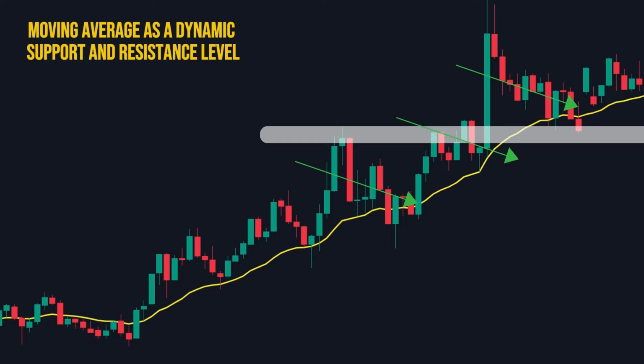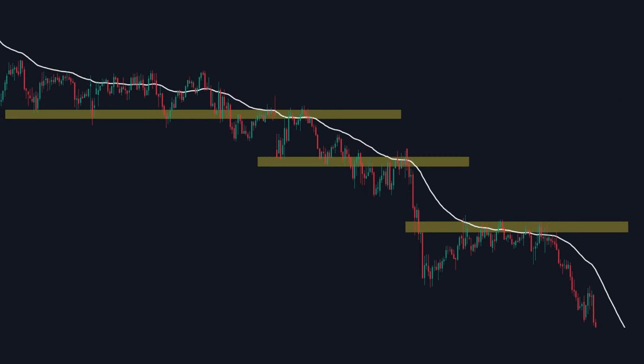On the other hand, during a downtrend, the price usually stays below the moving average. When it tries to move back up and approach that line, the moving average acts as resistance, kind of like an invisible ceiling holding the price back. This gives you a chance to look for selling opportunities near that level. Again, the price tends to touch or bounce off the moving average, showing that it's respecting this dynamic resistance level.